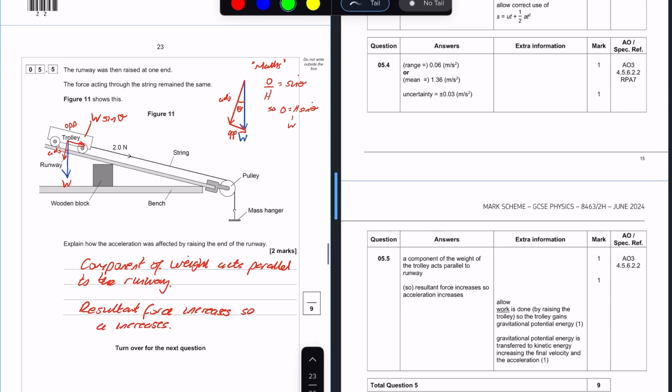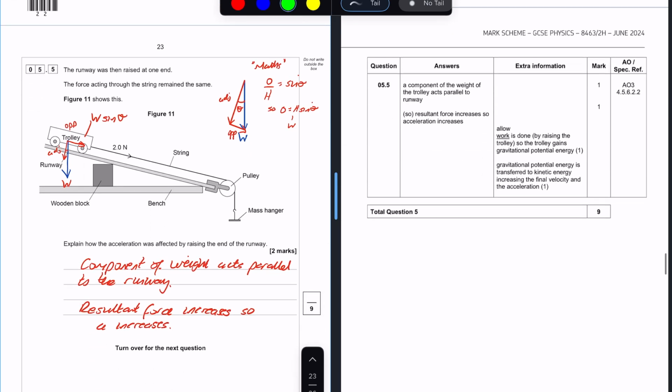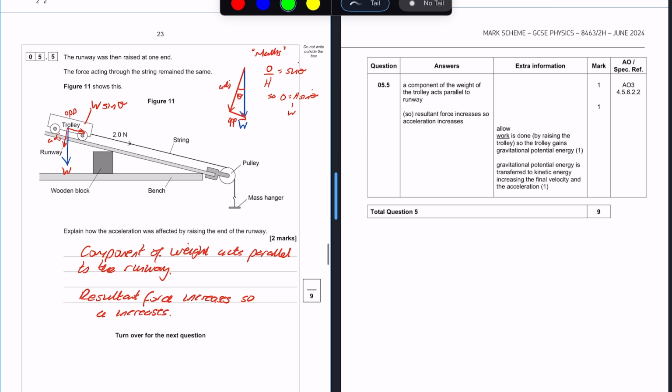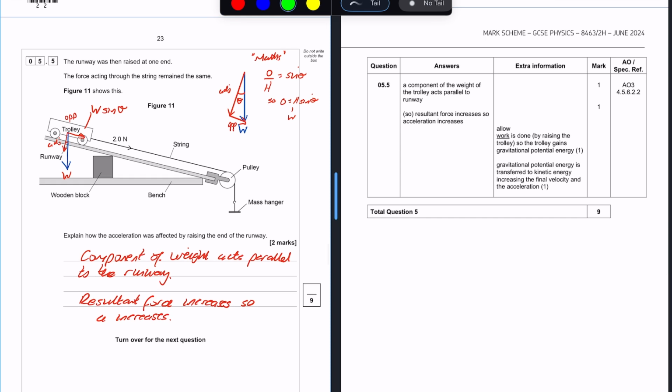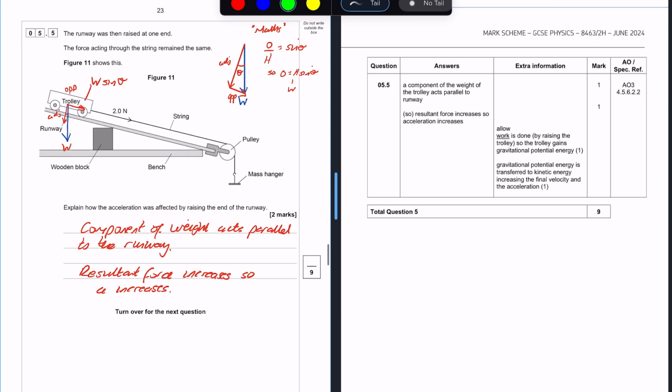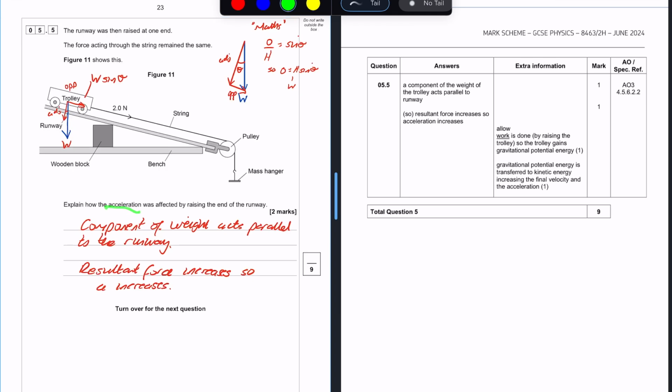All right, 5.5 looks a bit complicated because I've made it more complicated than it needs to be, but don't worry about that. Just follow along the basics. It says the runway was then raised at one end. Aha, so that's about compensating for friction, or is it? Or is it because we're going to change the height? We'll see in a minute. The force acting through the string remained the same. So figure 11 shows this, so ignore all the red and mathsy stuff for now. Explain how the acceleration was affected by raising the end of the runway.